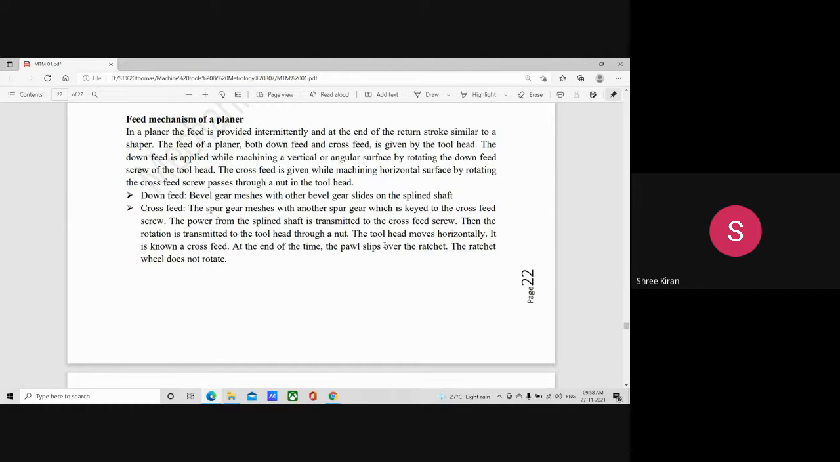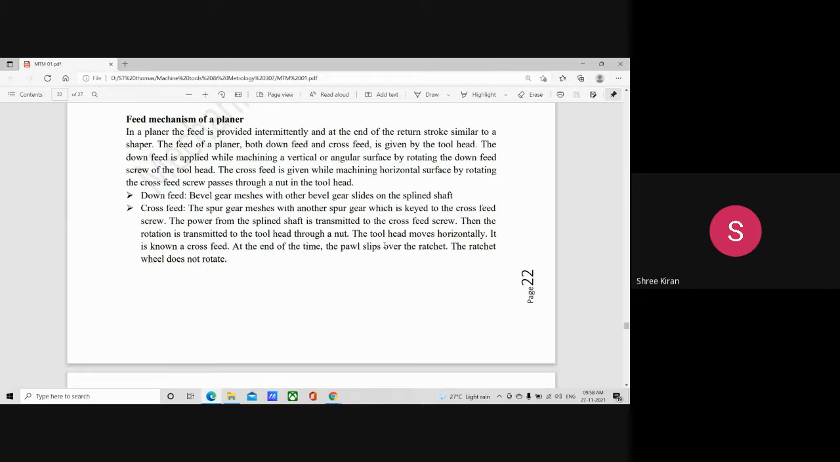I hope you have seen the figure before. The feed here is almost the same as in a shaper, but the difference is that in a planer we have both the down feed and the cross feed, which are always given by the tool head, where the down feed is applied while machining a vertical or angular surface.